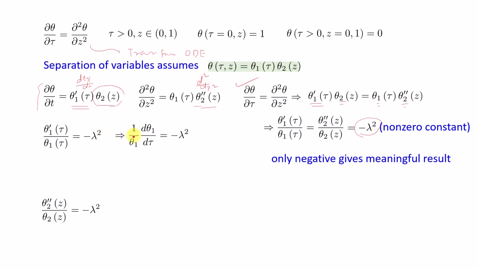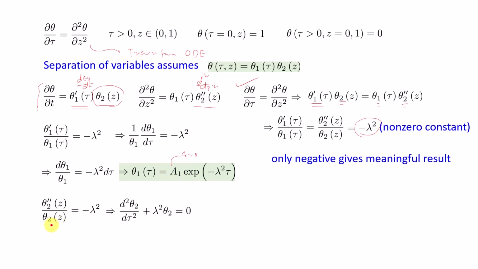So let's write this. This is 1 by theta 1 d theta 1 d tau. This is, as I said, an ordinary differential equation, so I can take d tau on the right side. This is the usual solution procedure. This will give us log, and we can change that to exponential. So now I have brought in a constant a1, and this is exponential minus lambda square tau. So theta 1 I have, with one constant there.